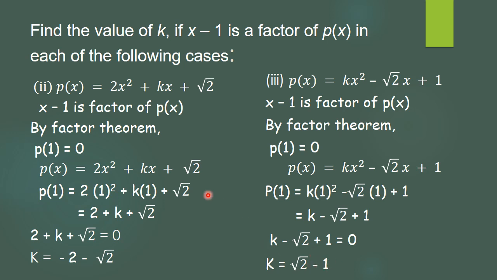Hope you have understood what the factor theorem is. The factor theorem states that if we know that it is a factor, then p of a will be 0. And to check, we will check p of a, and if we get p of a as 0, we say yes, it is a factor. And so you can solve the remaining sums of these questions, and hope you can solve them.